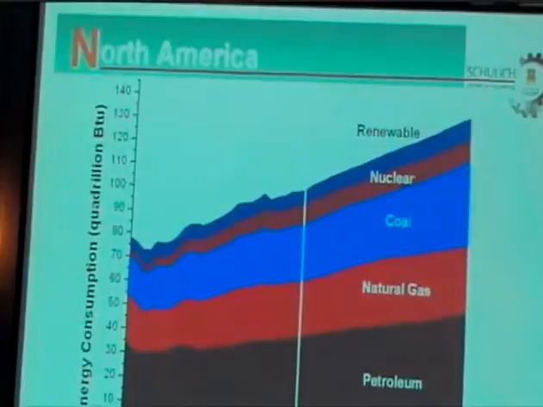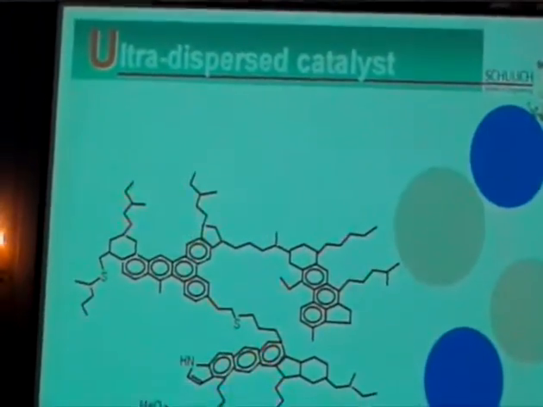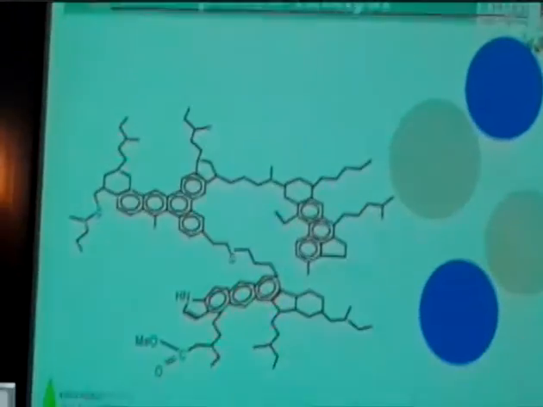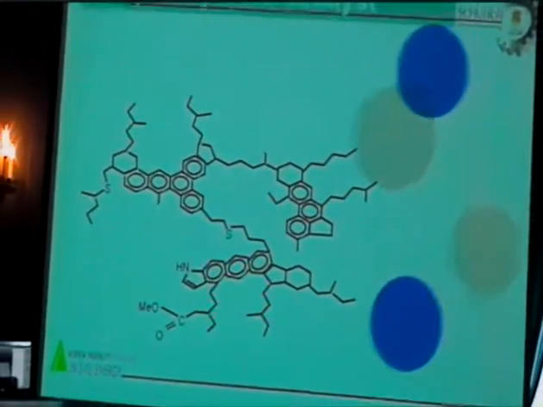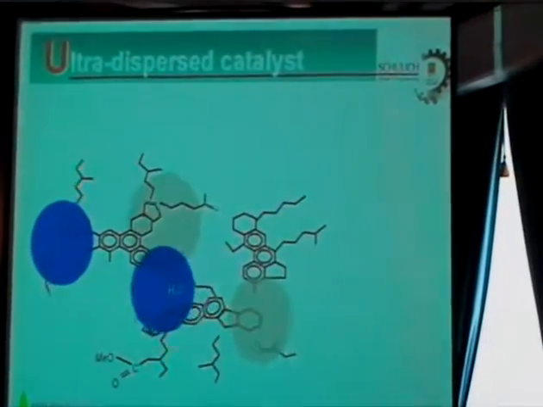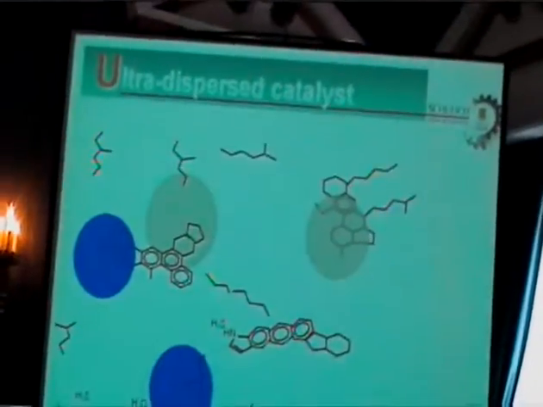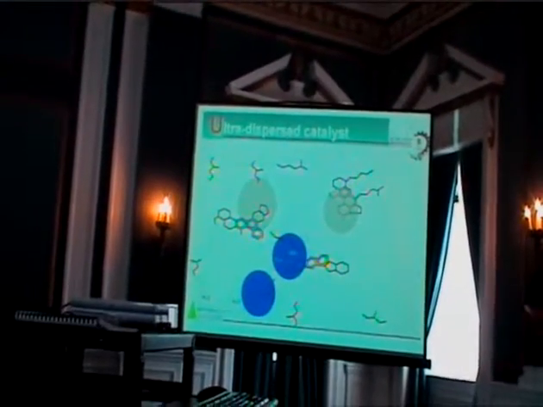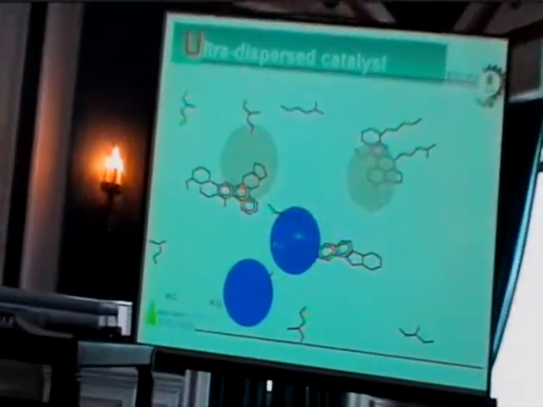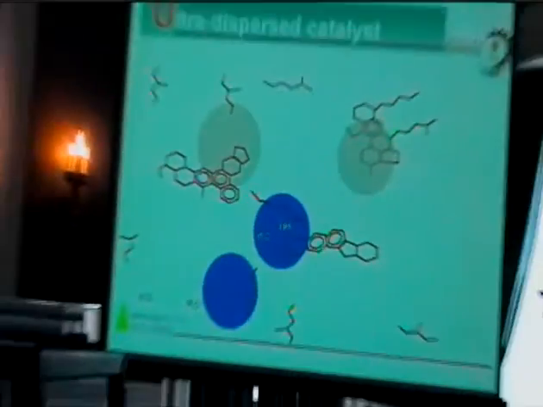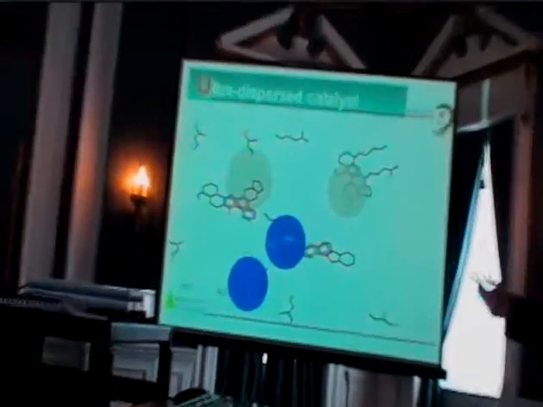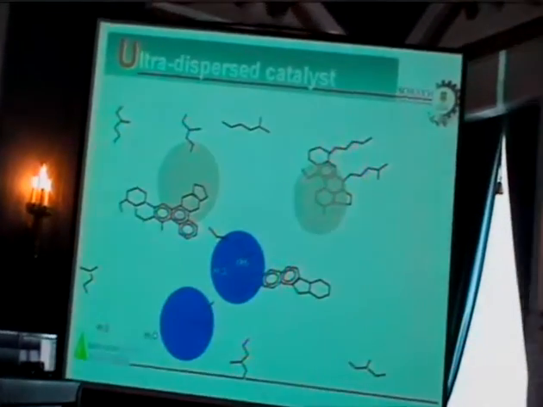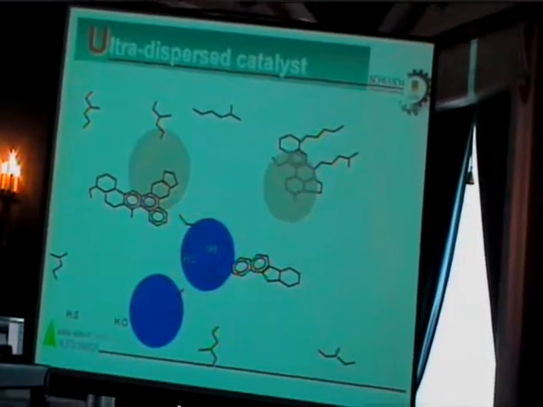So our group is targeting ultra-dispersed catalysts, which use no support at all, just dispersing the active metals into the feed to be hydrotreated or hydrocracked, depending on the use that is needed. And for this particular study, we're focusing only on hydrotreating.